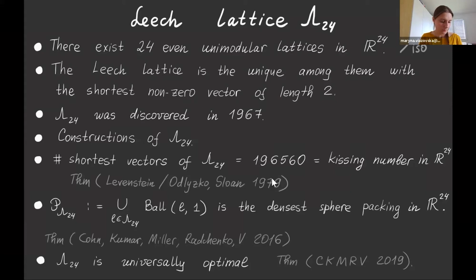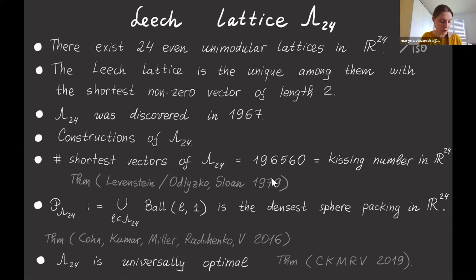The Leech lattice was discovered already in the 60s by Leech, who it is named after. And there are many different constructions of the Leech lattice. Basically, if you try to construct a lattice in dimension 24 and you have a clever idea, then most likely you will end up with the Leech lattice. In the famous book of Conway and Sloane, I think there are at least 10 different constructions, and new constructions keep occurring.